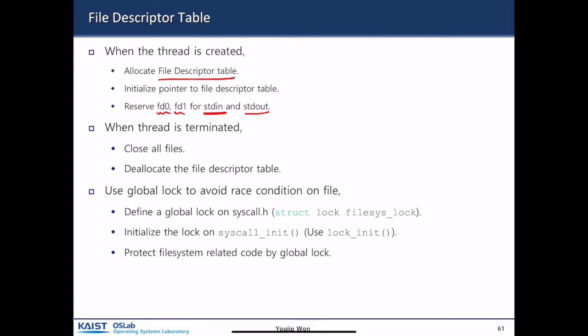In Pintos, we are going to use a global lock to avoid race conditions in the file system. So we are going to define a global lock, and whenever a file system related system call is executed, it is protected by the lock. This is to avoid race conditions in file system operations.